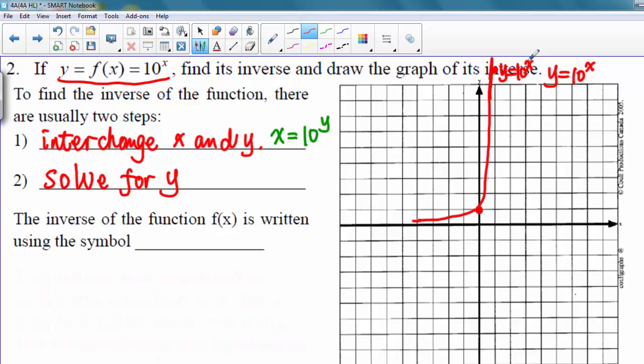If I want to graph its inverse, I know, okay, I can graph a line which is the y equals x line. Let's graph this line.